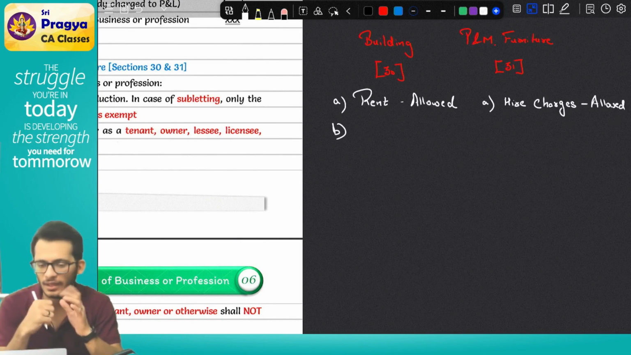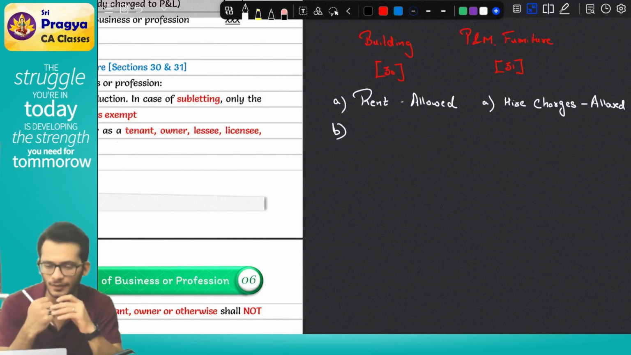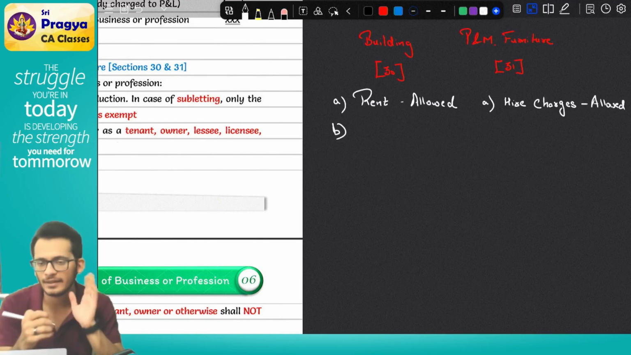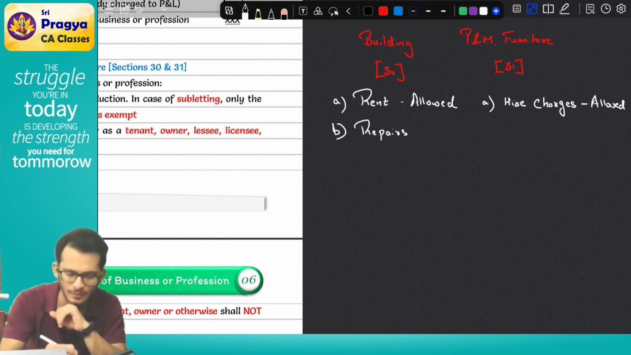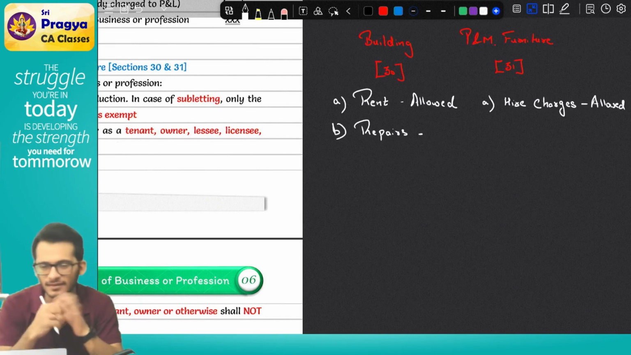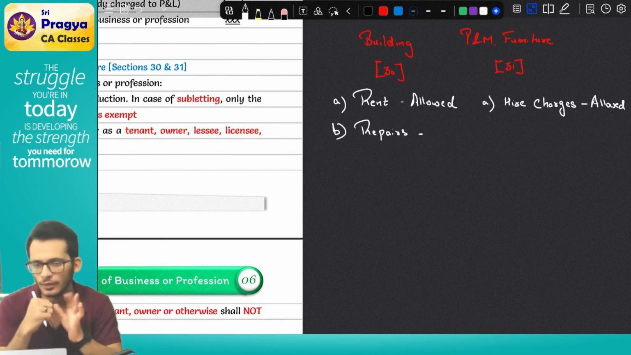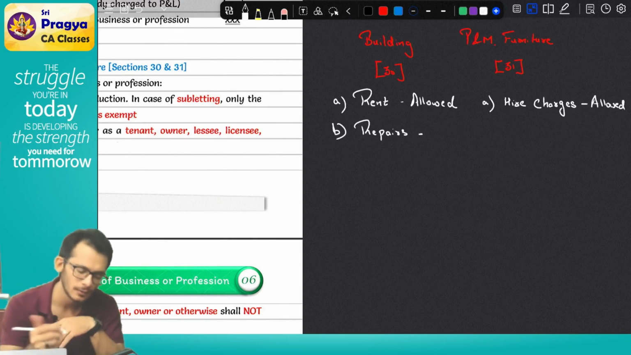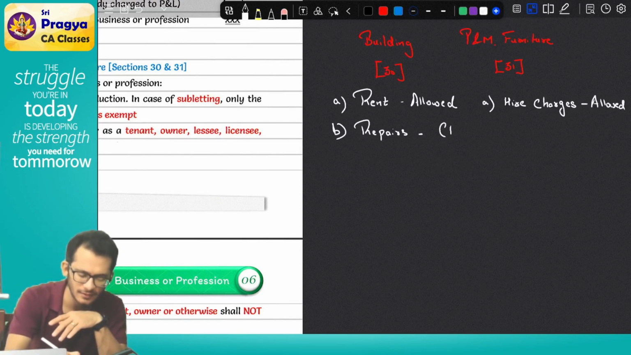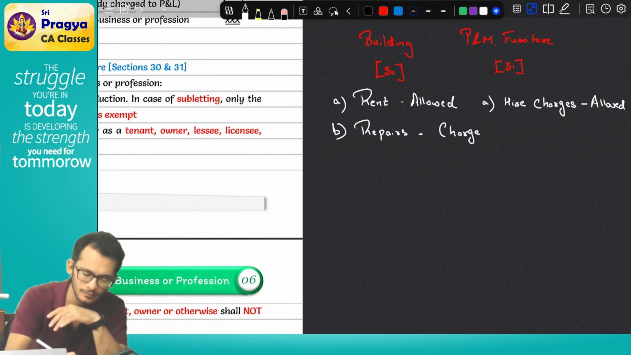You are in a building, you have taken the building on rent. On a daily basis or a monthly basis, you will incur something called repairs and maintenance. Repairs will be for both. Income tax is coming and saying, Rahul, what will you do in accounts? I'm saying repairs, I will charge it off to P&L. Income tax is saying, okay, go ahead and charge it off to P&L, which means allowed.